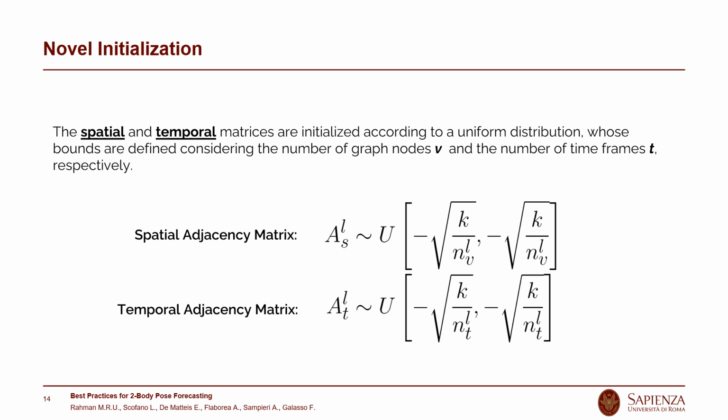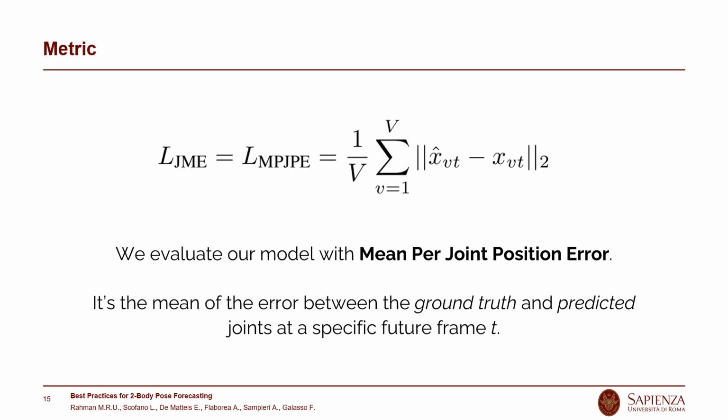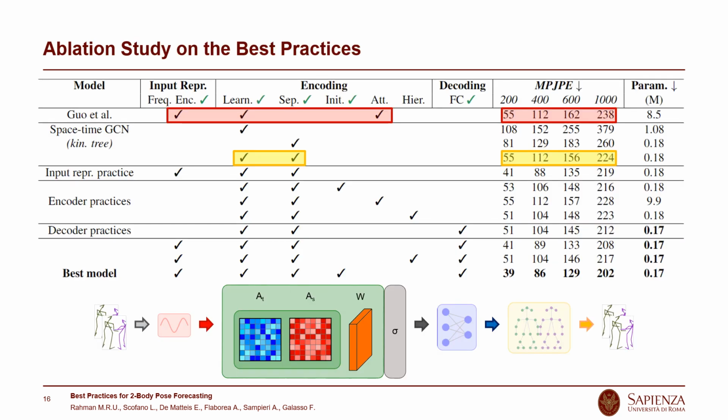This straightforward architecture consistently achieves state-of-the-art performance when compared to other models. We evaluate the performance of our model using the mean per joint position error. This metric measures the average error between the ground truth and the predicted joint positions at a specific future timeframe t. The results highlighted in red in the table represent the previous state-of-the-art performance. On the other hand, the results highlighted in yellow correspond to the performance achieved by using only the separable and learnable graph convolutional network, GCN, which we consider the baseline model.